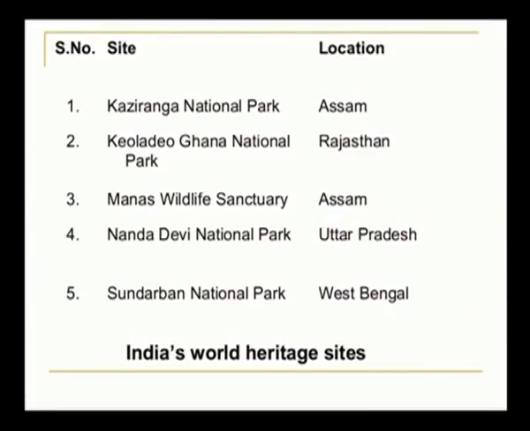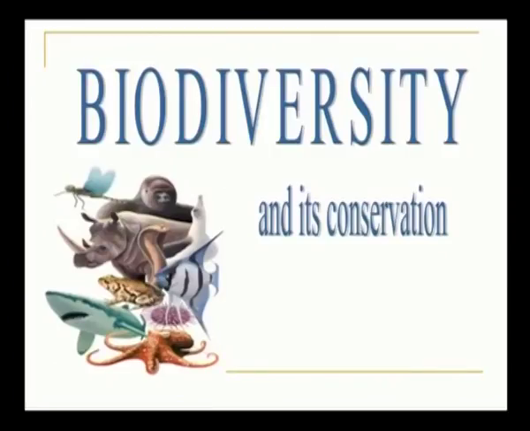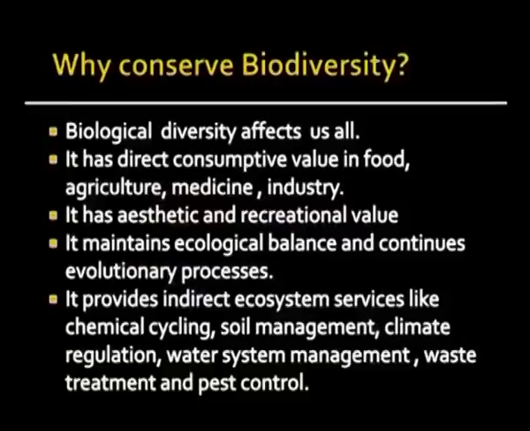India has 5 World Heritage Sites, 12 biosphere reserves and 6 Ramsar wetlands among these protected areas. If you look at the World Heritage Sites, we have the Kaziranga National Park in Assam, the Keoladeo Ghana National Park in Rajasthan, Manas Wildlife Sanctuary in Assam again, Nanda Devi National Park in Uttar Pradesh, and the Sundarban National Park in West Bengal. Now moving on to conservation of biodiversity.